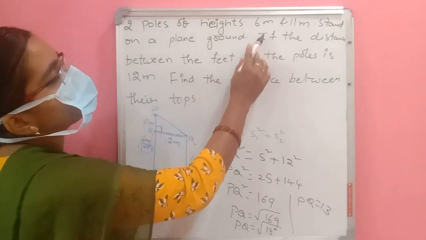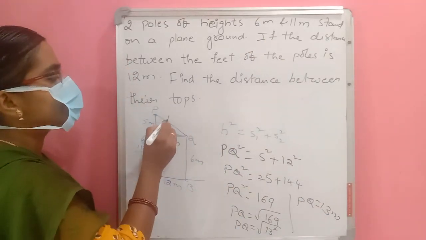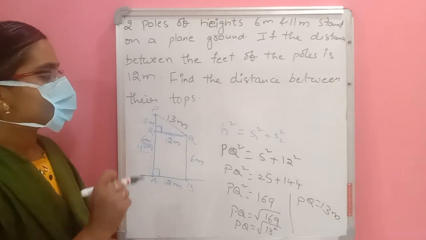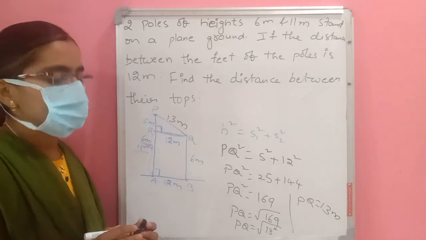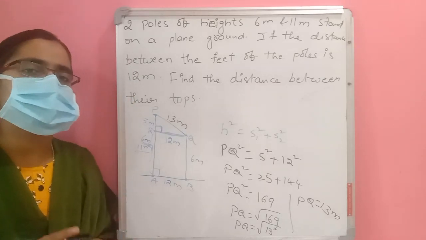All these have been taken in meter, so the PQ also we get in meters. PQ is 13 meter. So that is the distance between the tops of the poles. So with this we completed similarity of triangles.